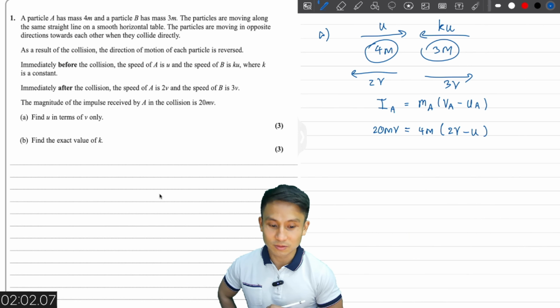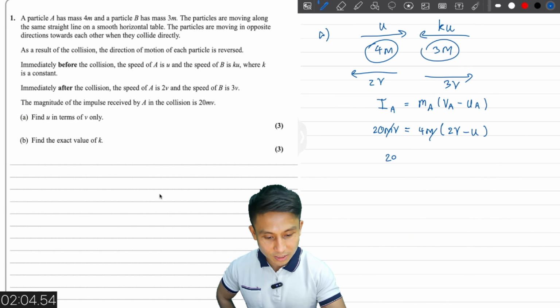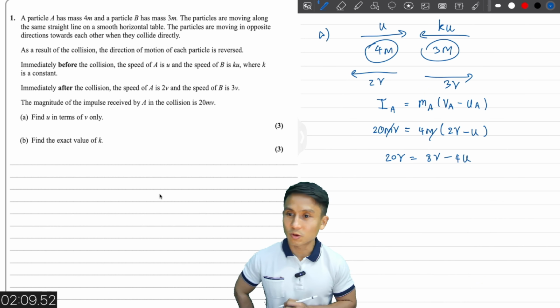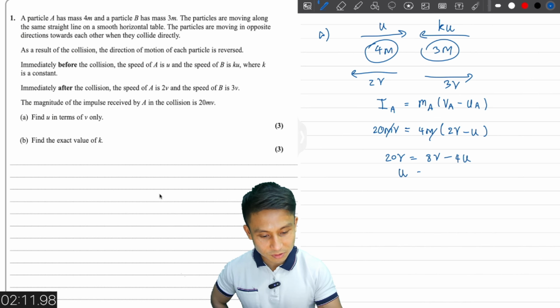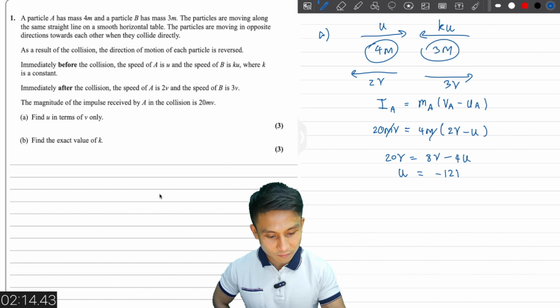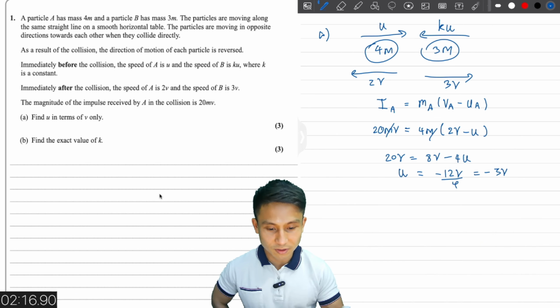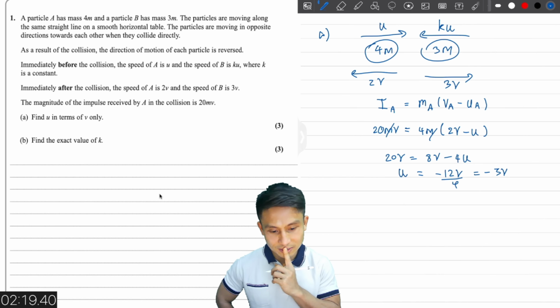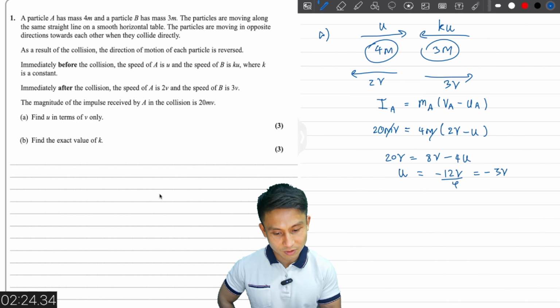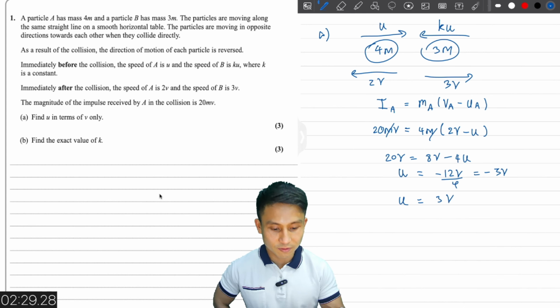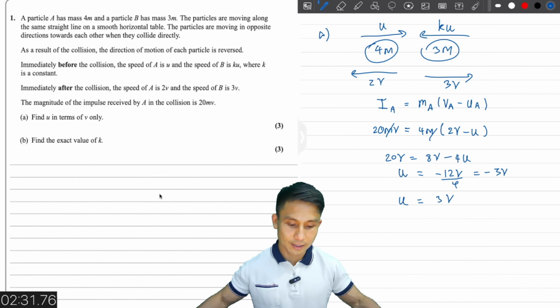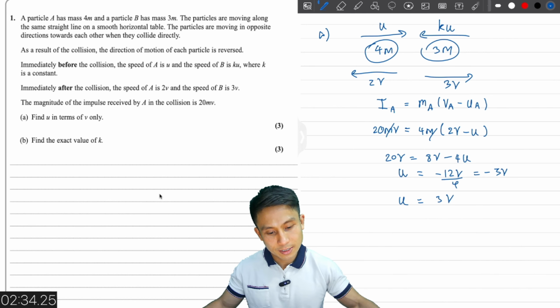And then we find u in terms of v. So m cancels here, so 20v equals 8v minus 4u. We want u in terms of v, so u as the subject would be minus 12v divided by 4, so minus 3v. Because this is a magnitude, actually, let me make that positive. Can we do that? So this will just be u equals 3v. Yeah, it should be. Hang on.